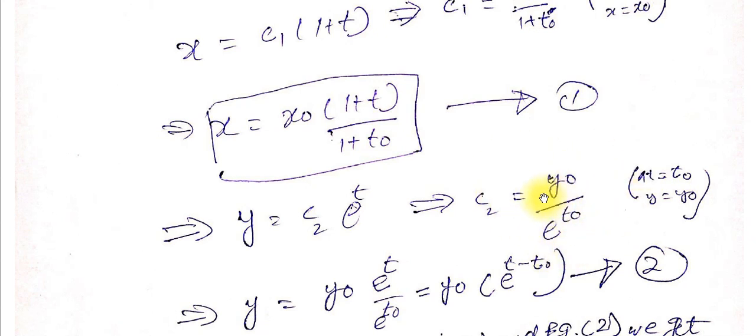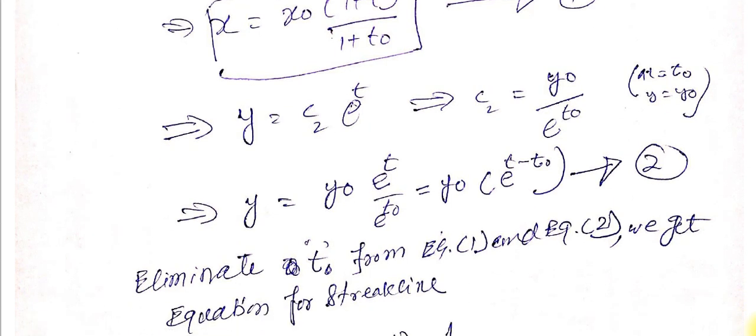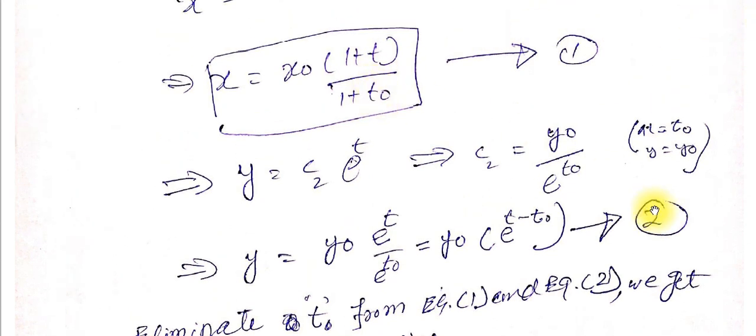So when we replace this c2 by this value, we will have y naught e power, we can write, e power (t minus t naught). Eliminate t naught from equation 1 and equation 2. We have t naught here, and also we have t naught here.